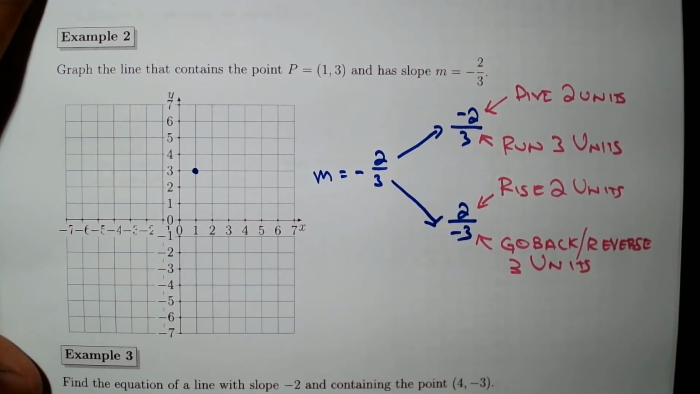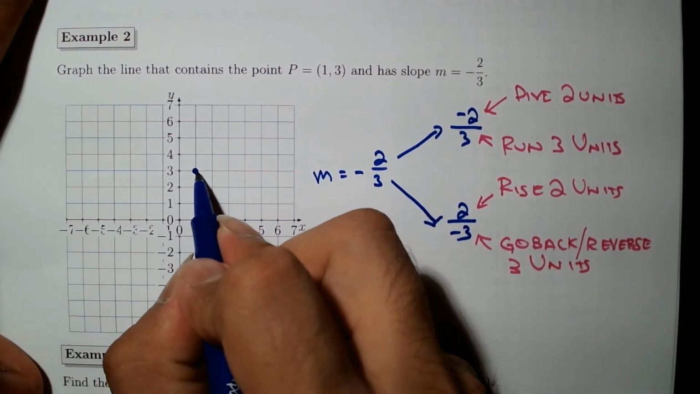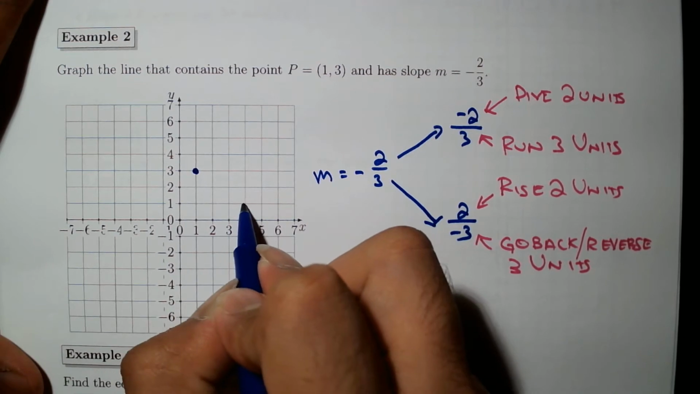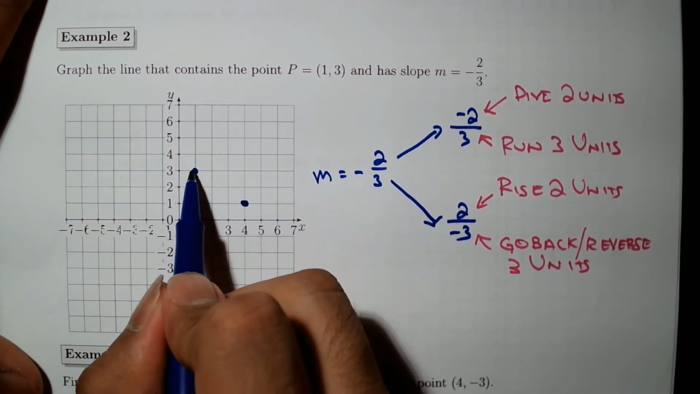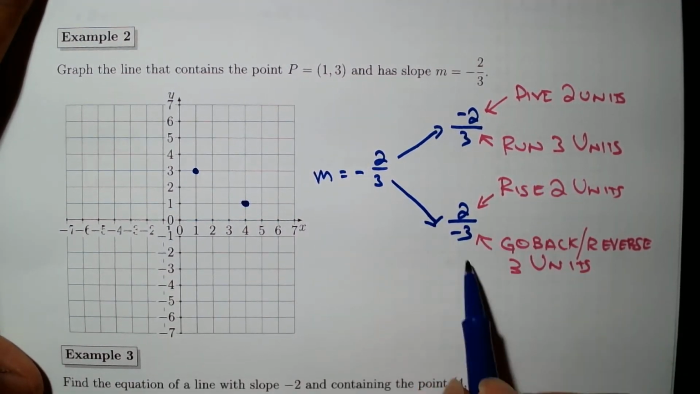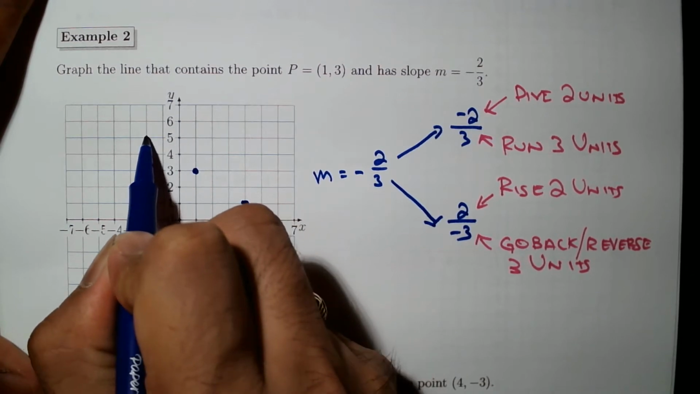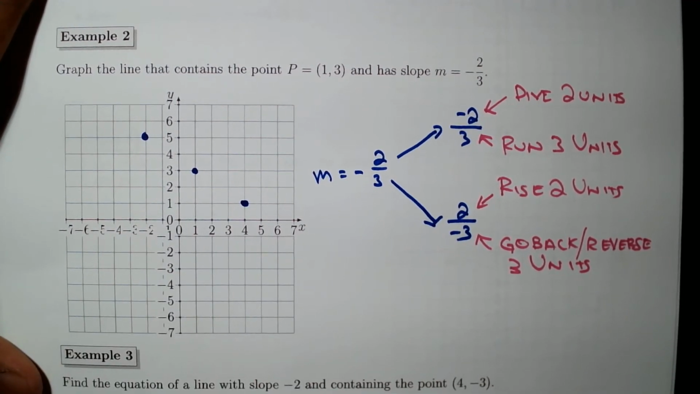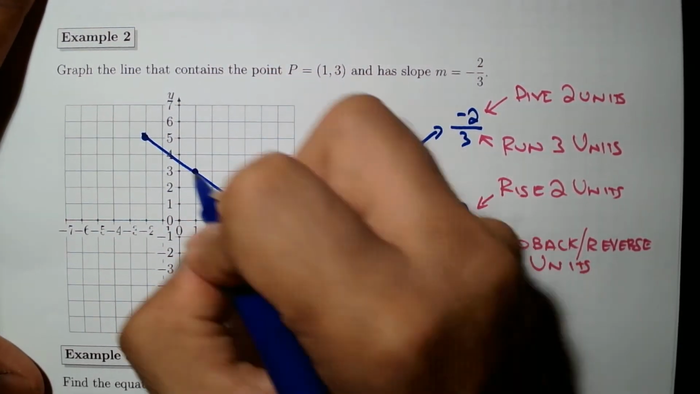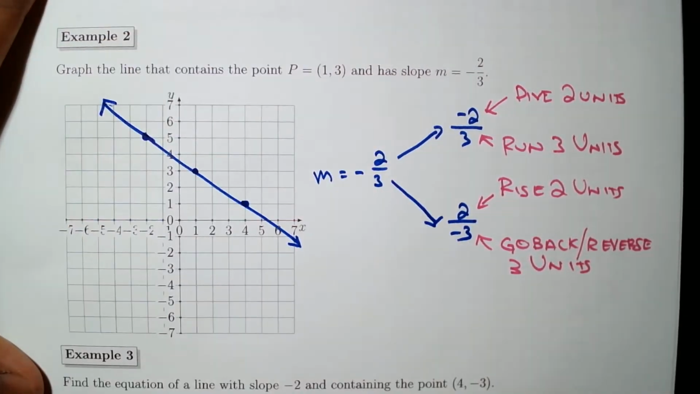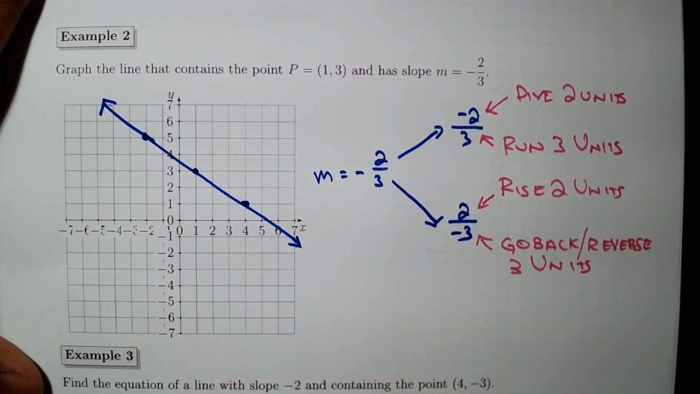So let us interpret the first way. So dive 2 units, that's from here, go down 2 units and run 3 and plot the point. Go back to the given point 1 comma 3. Now do the process of rising 2 units and going back 3 units, and then from there just draw the line, and that's the line that has this point and this slope.